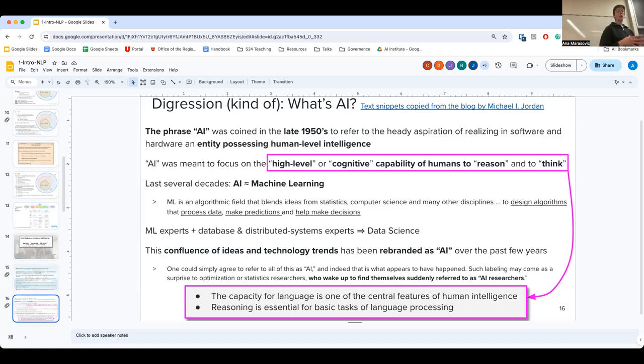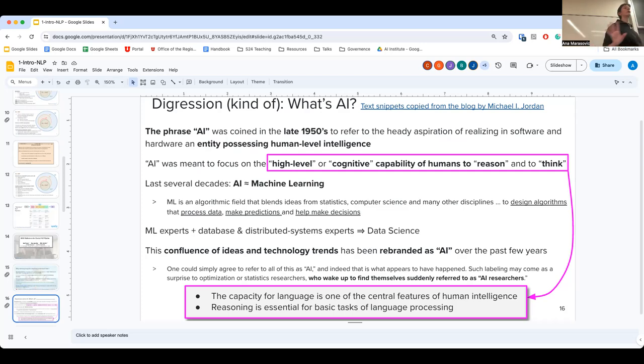So to be clear, the phrase AI was coined in the late 1950s to refer to the heady aspiration of realizing in software and hardware an entity possessing human level intelligence. And it was meant to focus on high level or cognitive capability for humans to reason and to learn. However, in the last several decades, we use AI when we want to refer to machine learning, which is, as I said, a specific algorithmic field that aims to produce algorithms that process data, make predictions, and help us make decisions better. And then when Amazon became a thing, when they started their own heady trajectory, they combined these ML experts with the database and distributed systems experts, something we today refer to as data science.